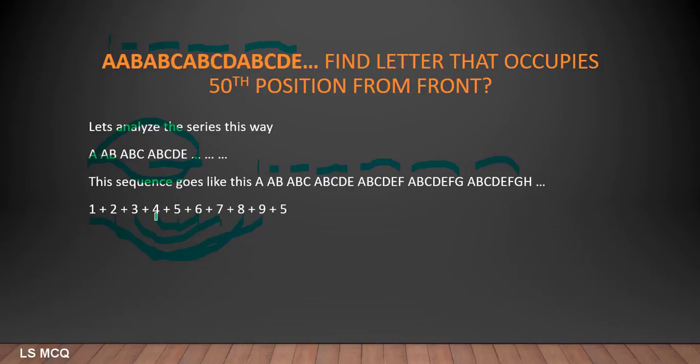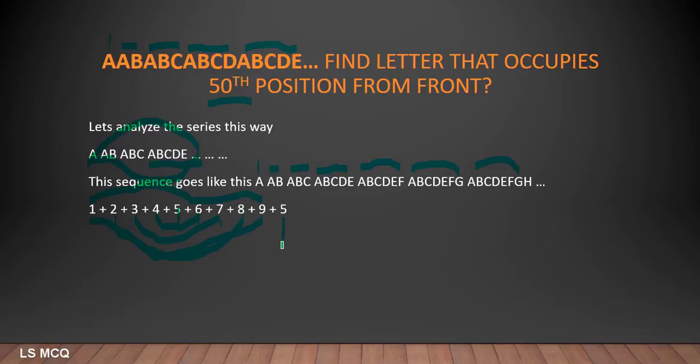Then 30 plus 6 is 36, plus 7 is 43... adding up to 45. The sum of everything from here to here is 45. Since we have to find the 50th term, we have to add 5 to it. So we have to progress up to the 5th term of the next group, and that is A, B, C, D, E.